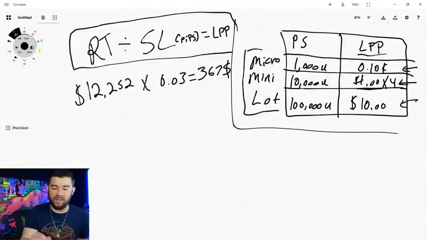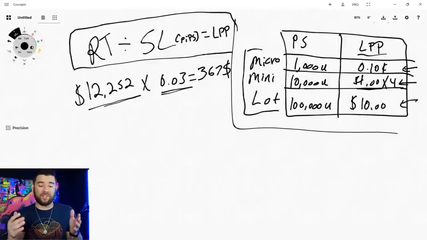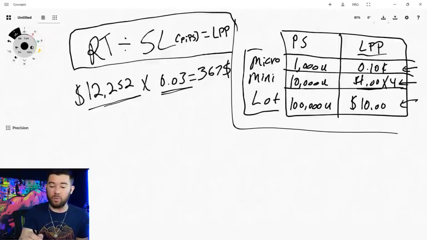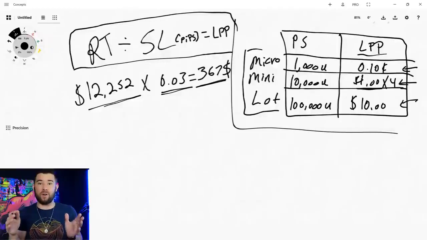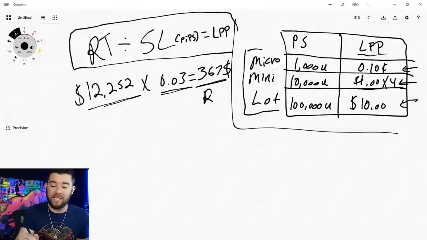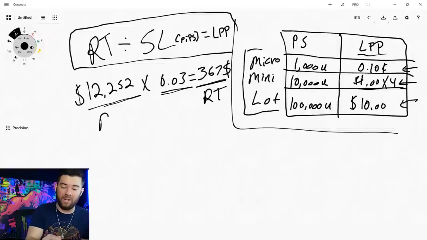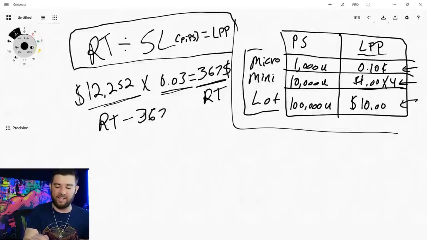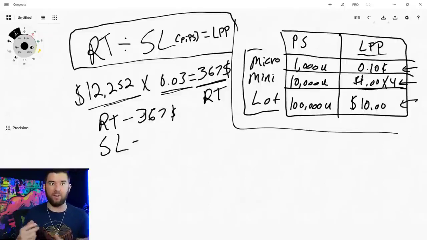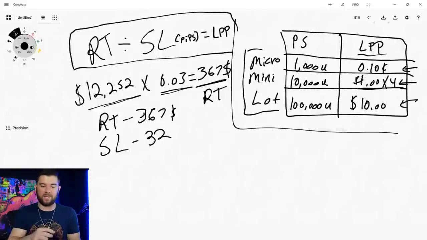So if you're willing to risk 3% of your $12,252 account, then you're willing to risk $367 on your total trade, which means this is your RT. So we now have RT, or our risk tolerance, of $367. We now have a stop loss in pips, let's say, of 32. Just making up the trade here. We have 32 pips as a stop loss.